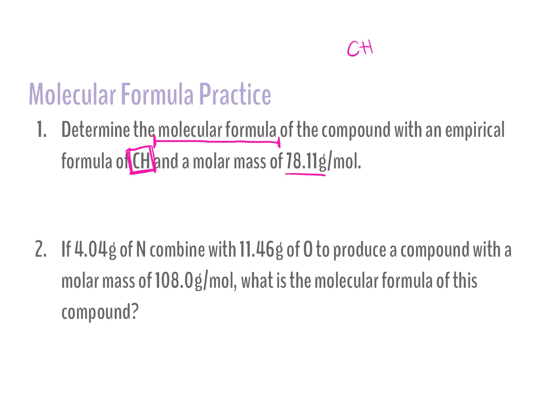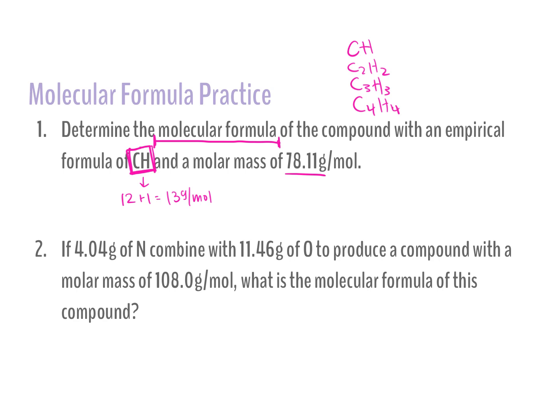So we know that our unknown compound is some version of CH. It's either CH or C2H2 or C3H3 or C4H4. You know what I'm saying? It's one of these versions, some version of that, but we don't know which one it is. So the way that we start to check that is to find out how much bigger my molecular formula is than my empirical formula. So the first thing I need to do is find the molar mass of the empirical formula, which would be 12 plus 1, so 13 grams per mole.